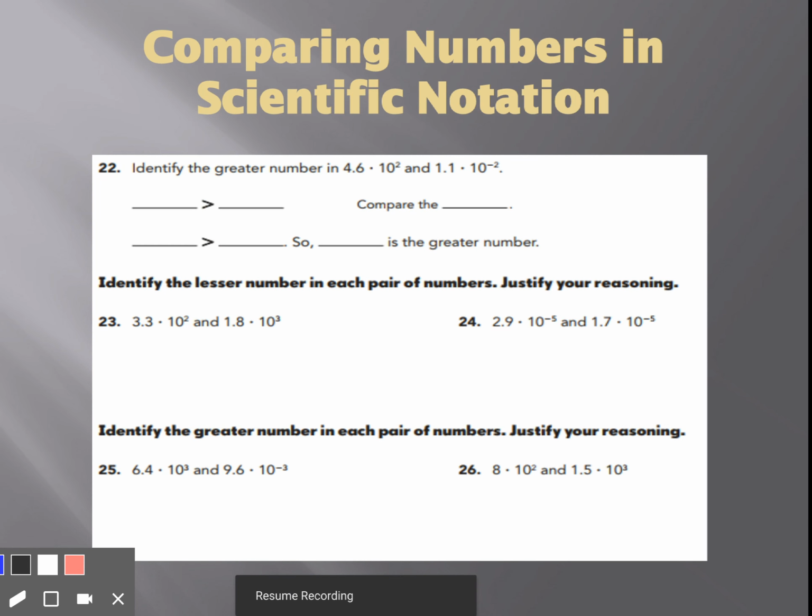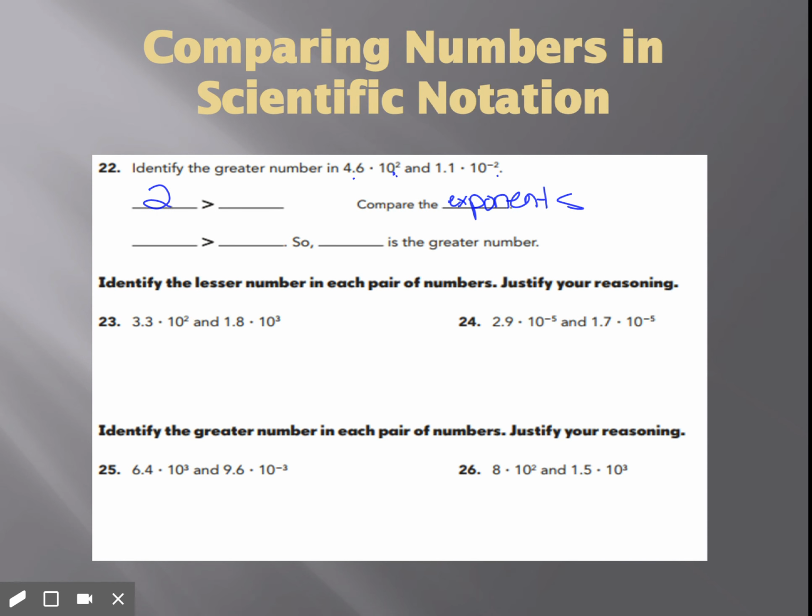So let's do an example here. 4.6 times 10 squared and 1.1 times 10 to the negative 2. Well, I don't have the same exponents, so I'm going to compare the exponents here. So I have positive 2 and negative 2. Positive 2 is always greater than negative 2. Again, positive 2 is greater than negative 2. So 4.6 times 10 squared is definitely greater than 1.1 times 10 to the negative 2.